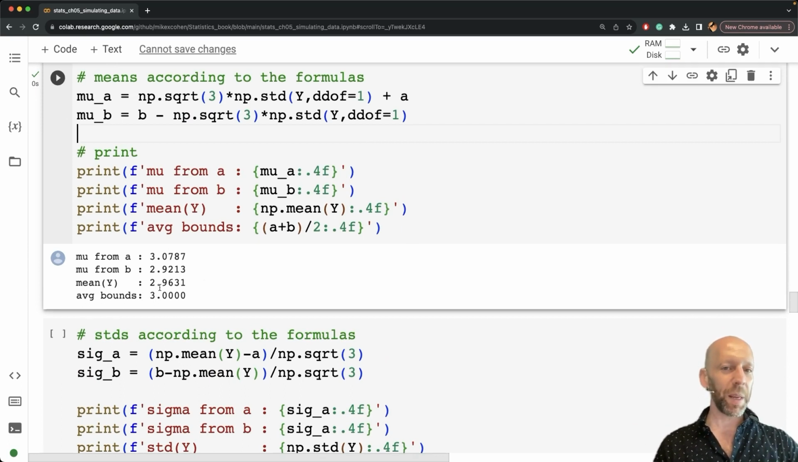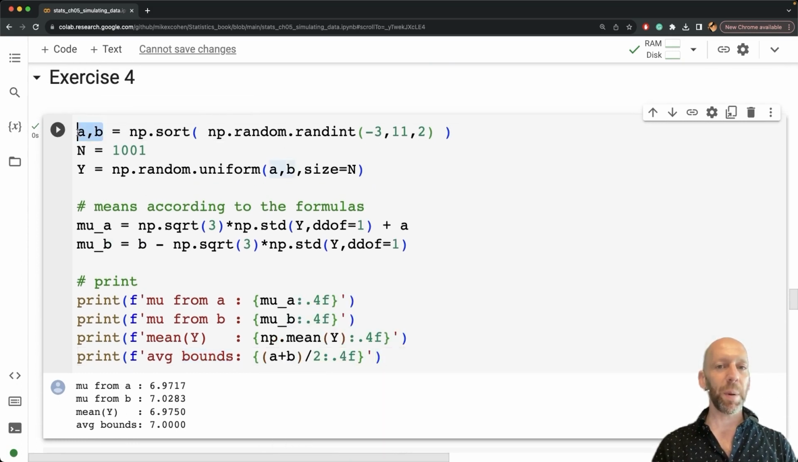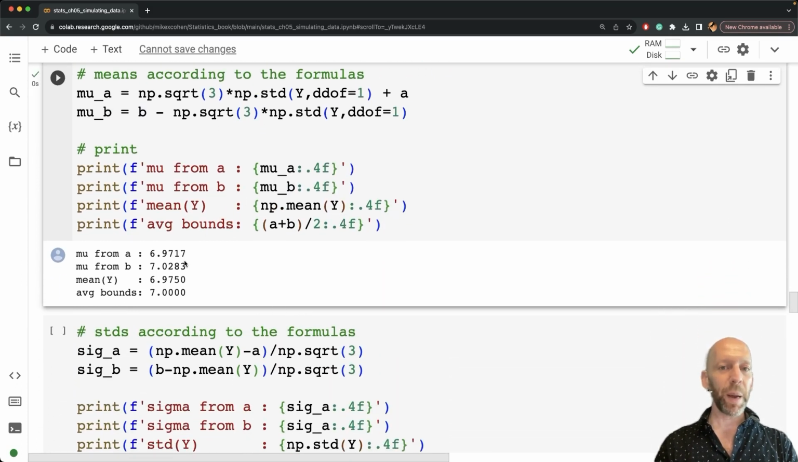We don't expect them to be exactly equal to 3 because these are empirical measurements of a random sample. So we can run this again multiple times, and it's always going to be different, right? Because we are creating new random boundaries here. So we don't expect these to be exactly the same numbers from one run to the next, but we do expect all of these numbers to be somewhere around this value here, the average of the bounds. This is the expected value.